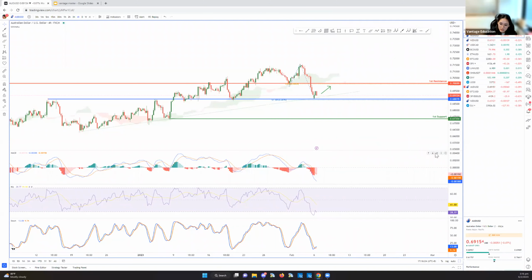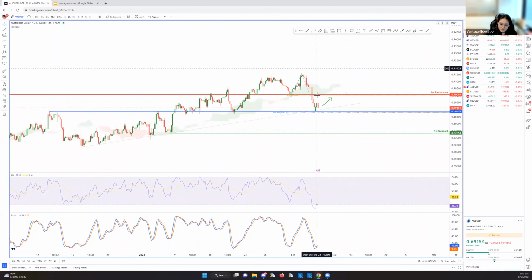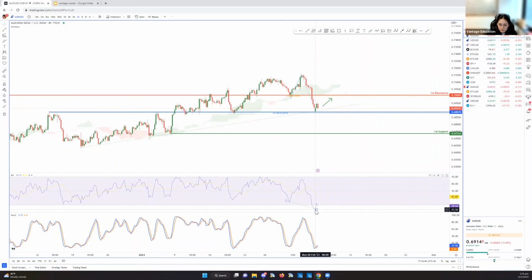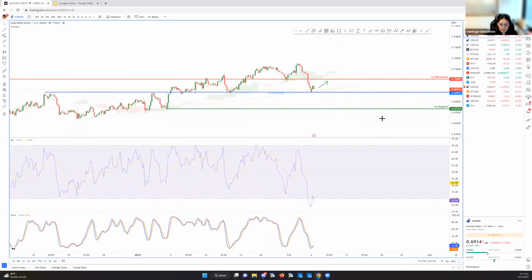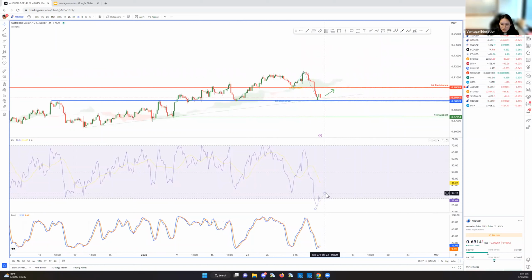Okay, so now let's take a look at RSI. You can see RSI is pushing below this line over here. Let me increase the size of this. So this actually has a bullish bias, so this supports our analysis.